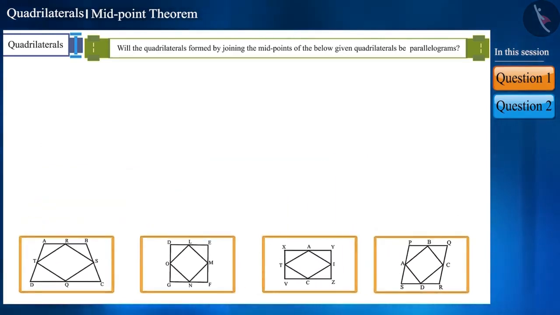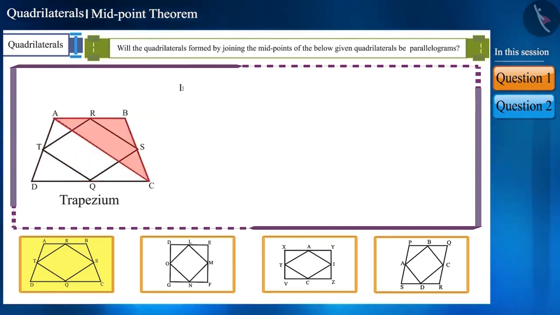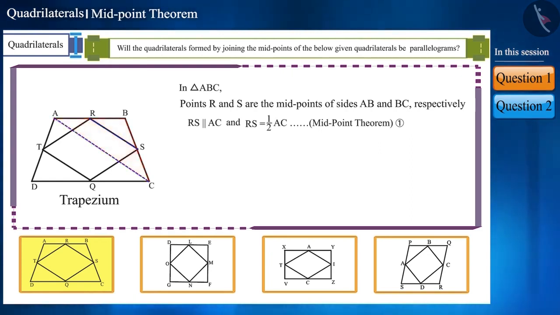Let's find out. Friends, look at this trapezium ABCD. Will the quadrilateral formed by joining the midpoints of its sides be a parallelogram? In quadrilateral ABCD, if we draw a diagonal AC, then we will get two triangles, triangle ABC and triangle ADC. In triangle ABC, point R and point S are the midpoints of sides AB and BC respectively. If we use the midpoint theorem here, then the line segment RS will be parallel to side AC and half in length of side AC.